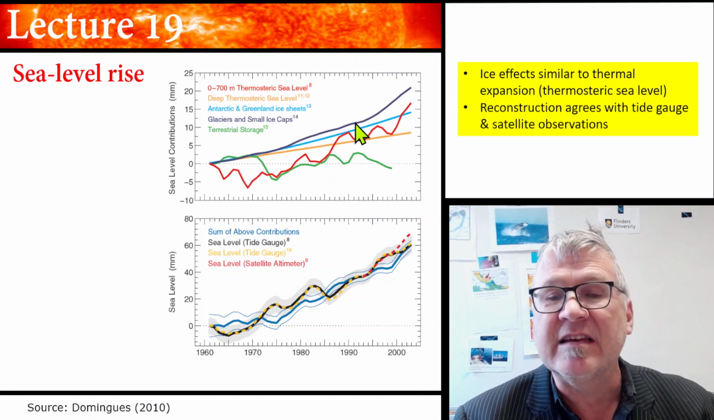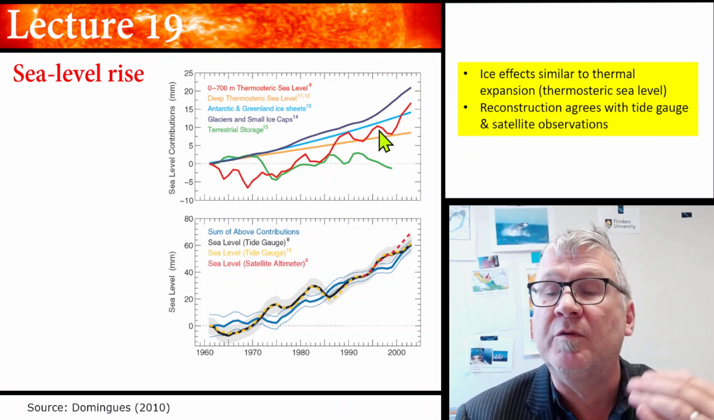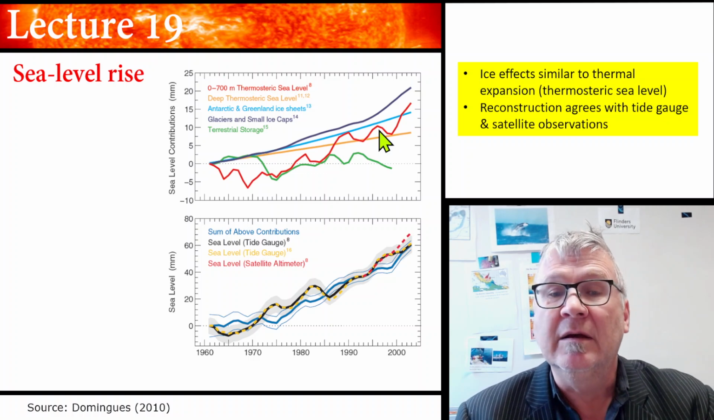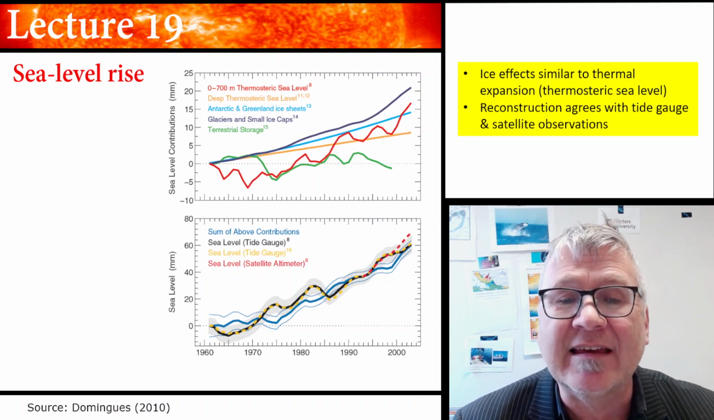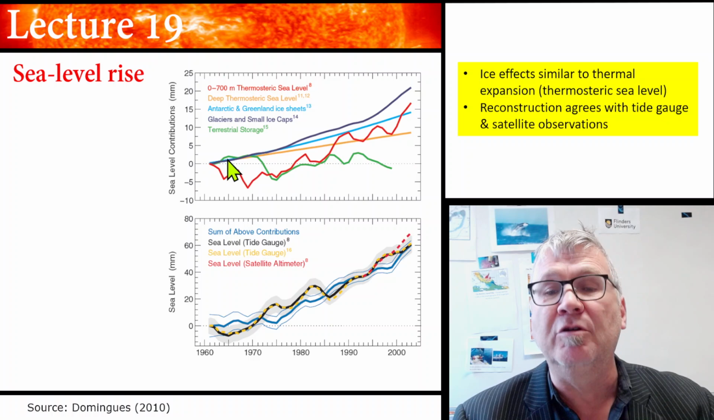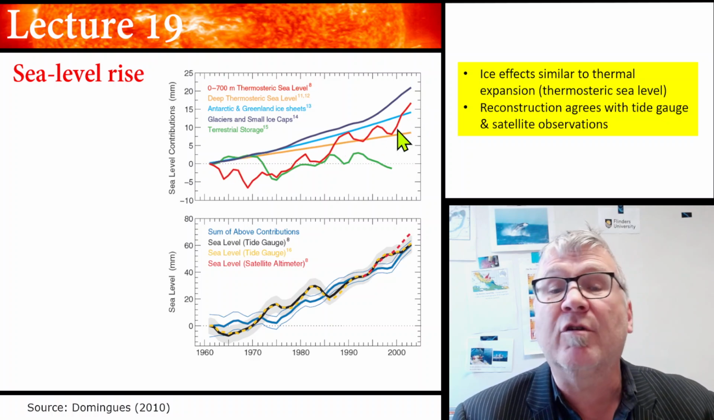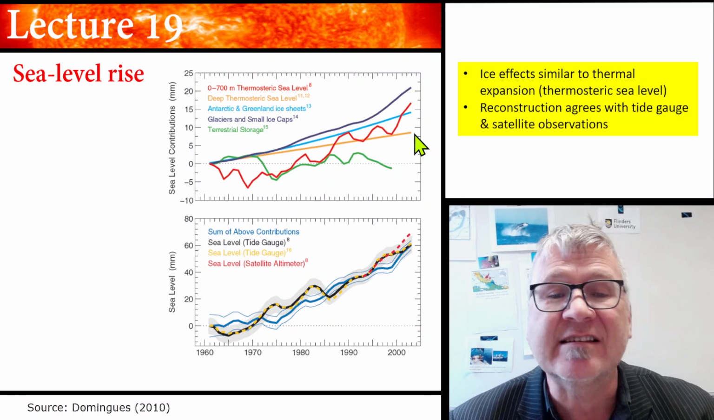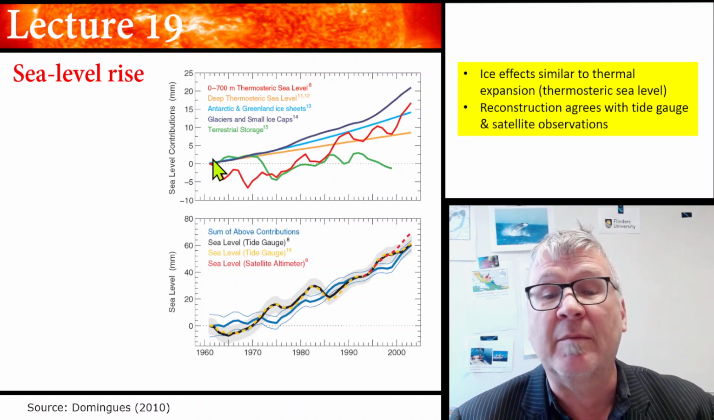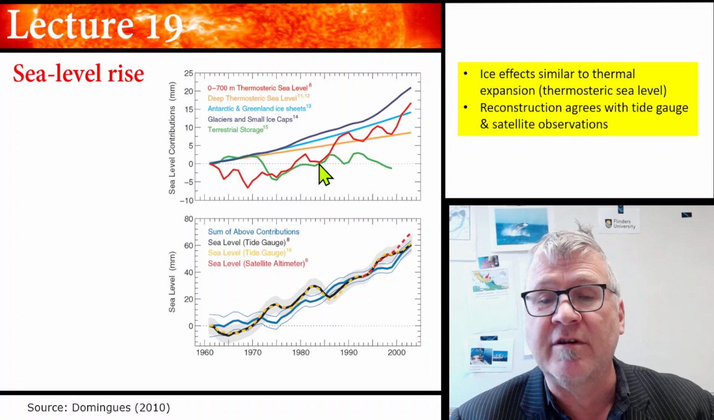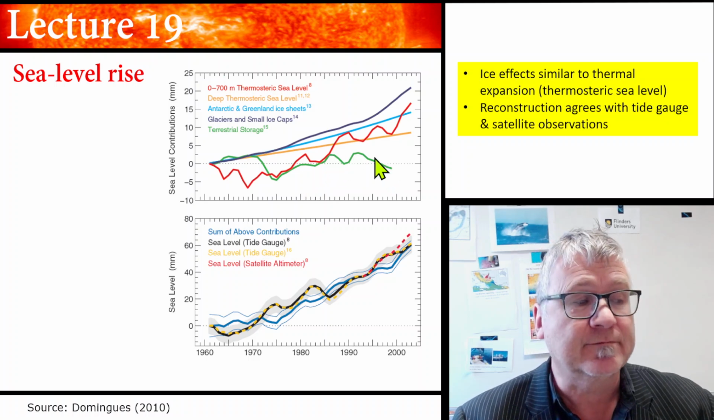And you can see these estimates. Here you can see contributions from the melting of Antarctic and Greenland ice sheets. It's a blue curve as an estimate here. And the contribution from glaciers and small ice caps, and some estimates of changes in terrestrial storage.